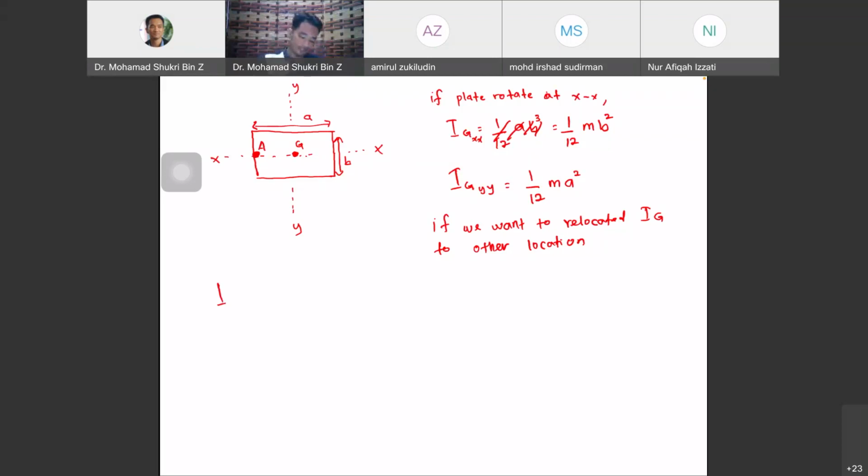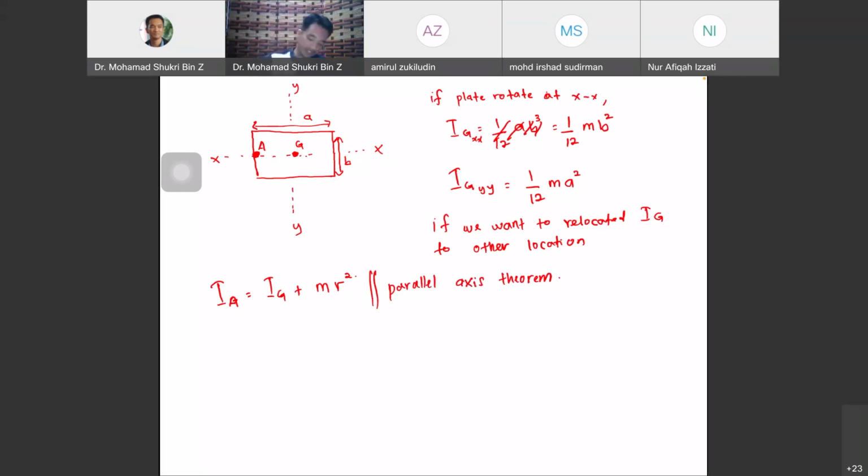So, let's say IA is equal to IG plus MR squared. This formula is fixed, no matter whether your shape is rectangular, sphere, disc or cone. We call it the parallel axis theorem. Okay, parallel axis theorem.